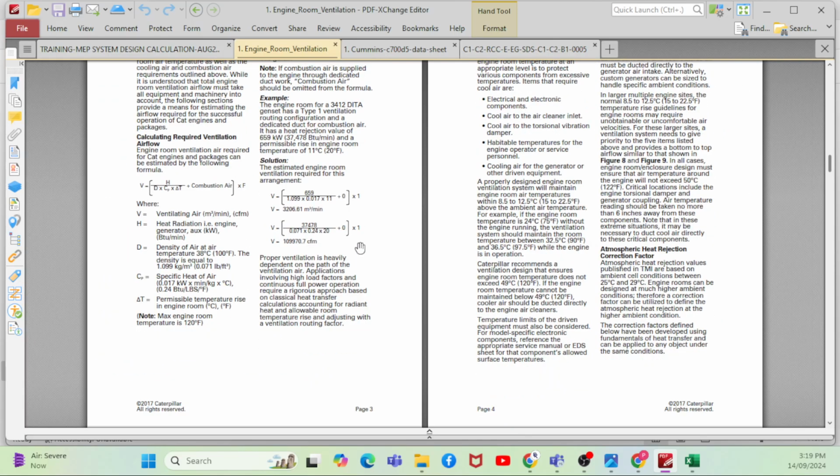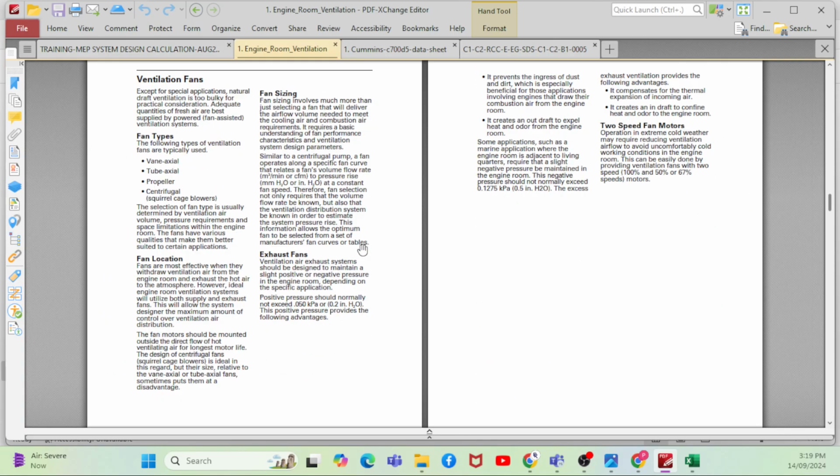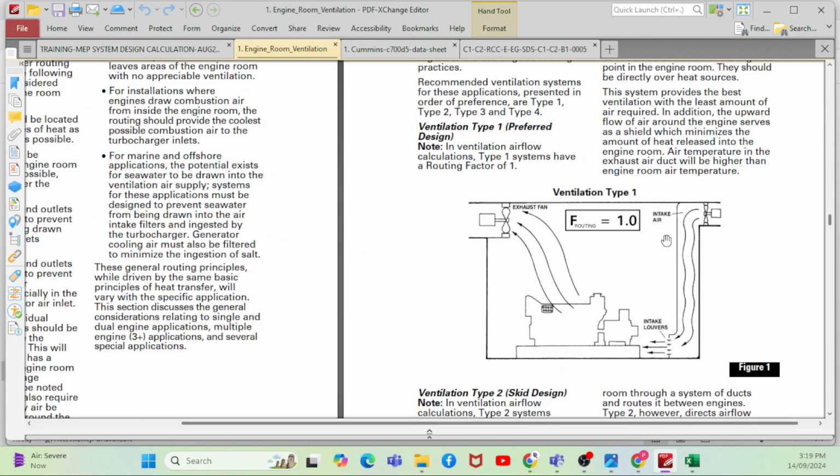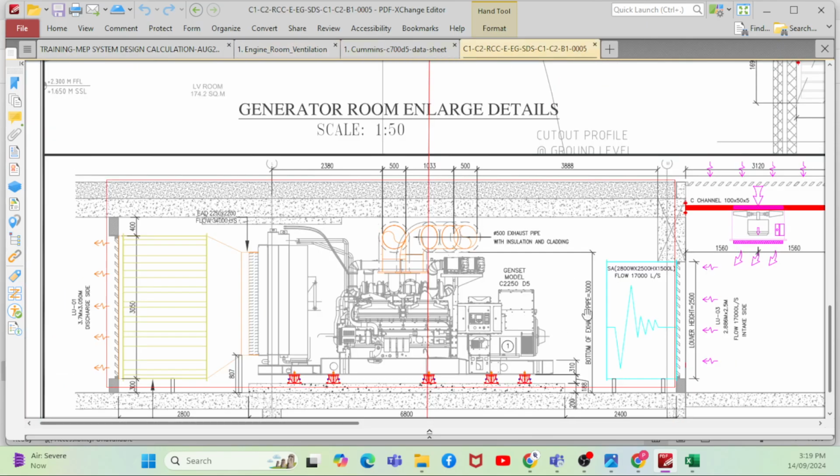If you go further down, normally when you design the generator ventilation, you have to pump the air in front of the radiator for better cooling, and you have to take out the exhaust. If you look at my diagram, you can see that there is an intake in front of the radiator, and you can see the discharge.